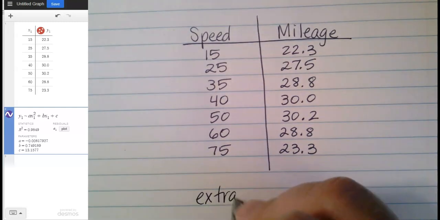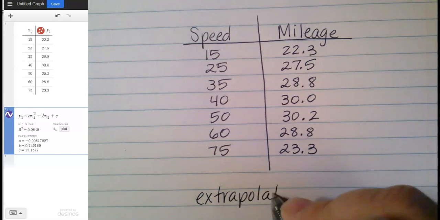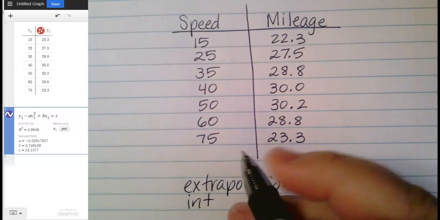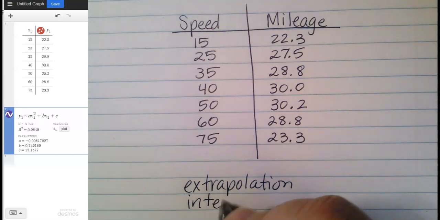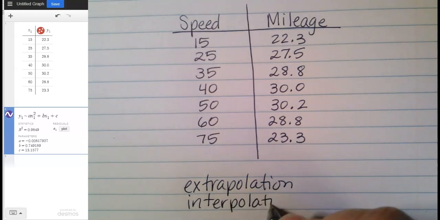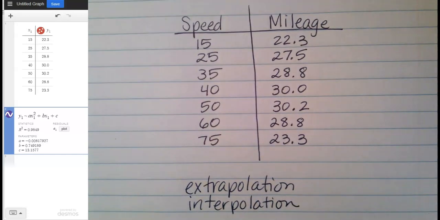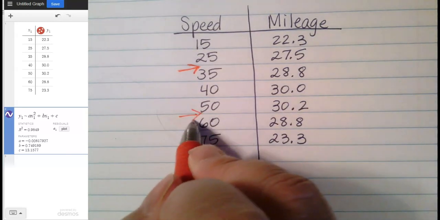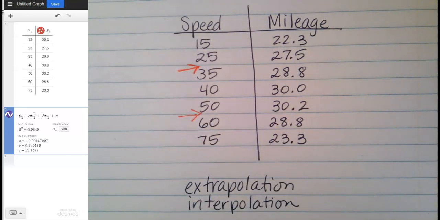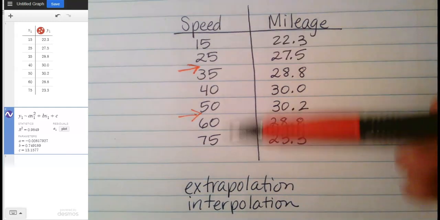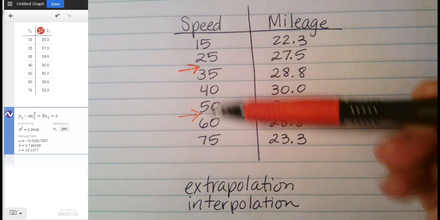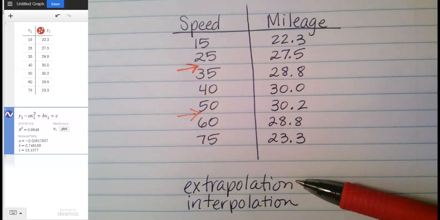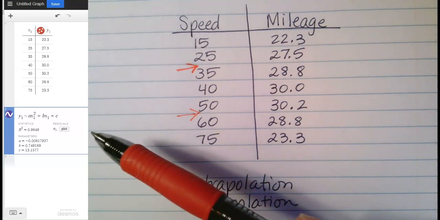Interpolation is if I wanted to know what is the mileage when I'm going 32 miles per hour? What is the mileage when I'm going 55 miles per hour? In other words, values, 32 would be in between here, 55 would be in between here. So values that are somewhere within the scope of the data that I've been using. Okay, they're in between these numbers. That would be interpolation. Either way, it's about making predictions using this equation over here that you came up with.